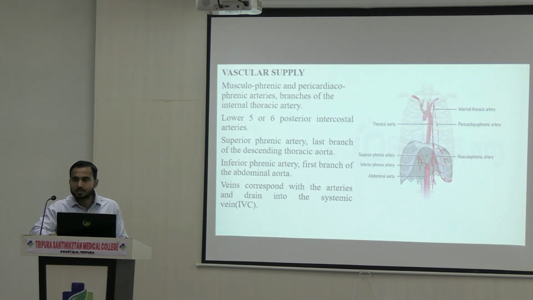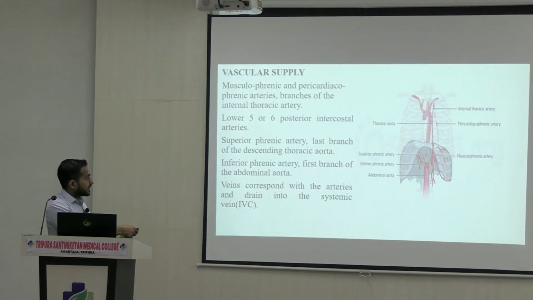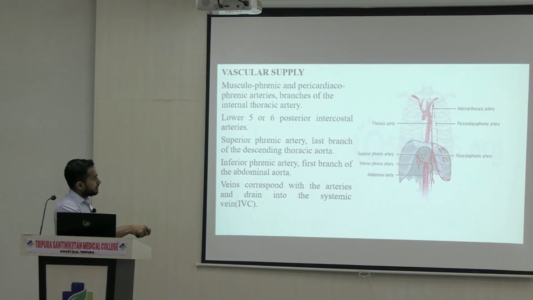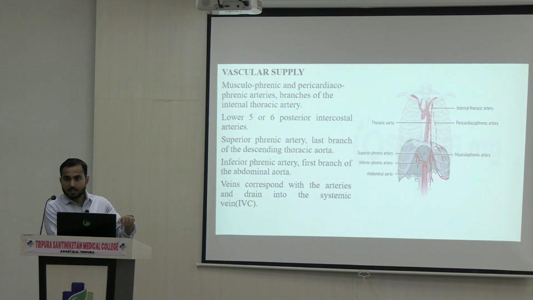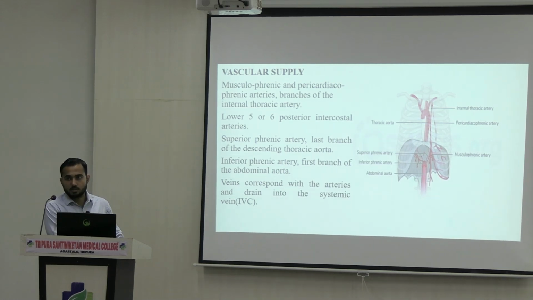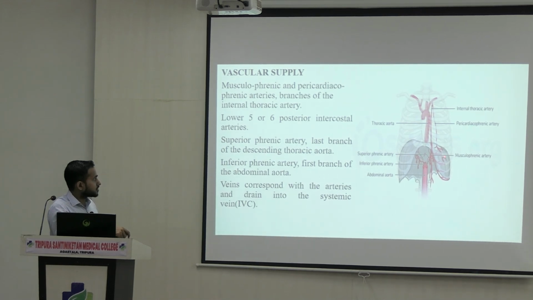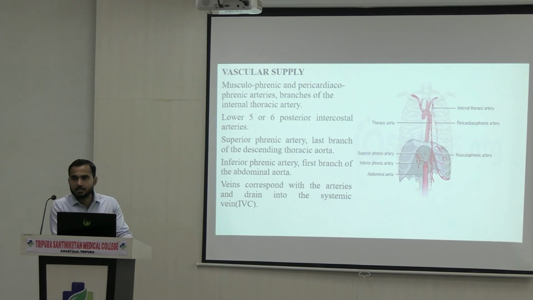Okay, so these are supplying blood to the diaphragm, as you can see in the diagram. So this is the diaphragm. You can see the musculophrenic artery, you can see the pericardiophrenic artery, mainly supplying the diaphragm. Next, you can see the superior phrenic artery and inferior phrenic artery. Superior phrenic artery is the last branch of the thoracic aorta, inferior phrenic is the first branch of the abdominal aorta, and along with that lower 5 to 6 posterior intercostal vessels will also supply the diaphragm. And the venous drainage directly drains into the systemic vein, that is into the IVC.